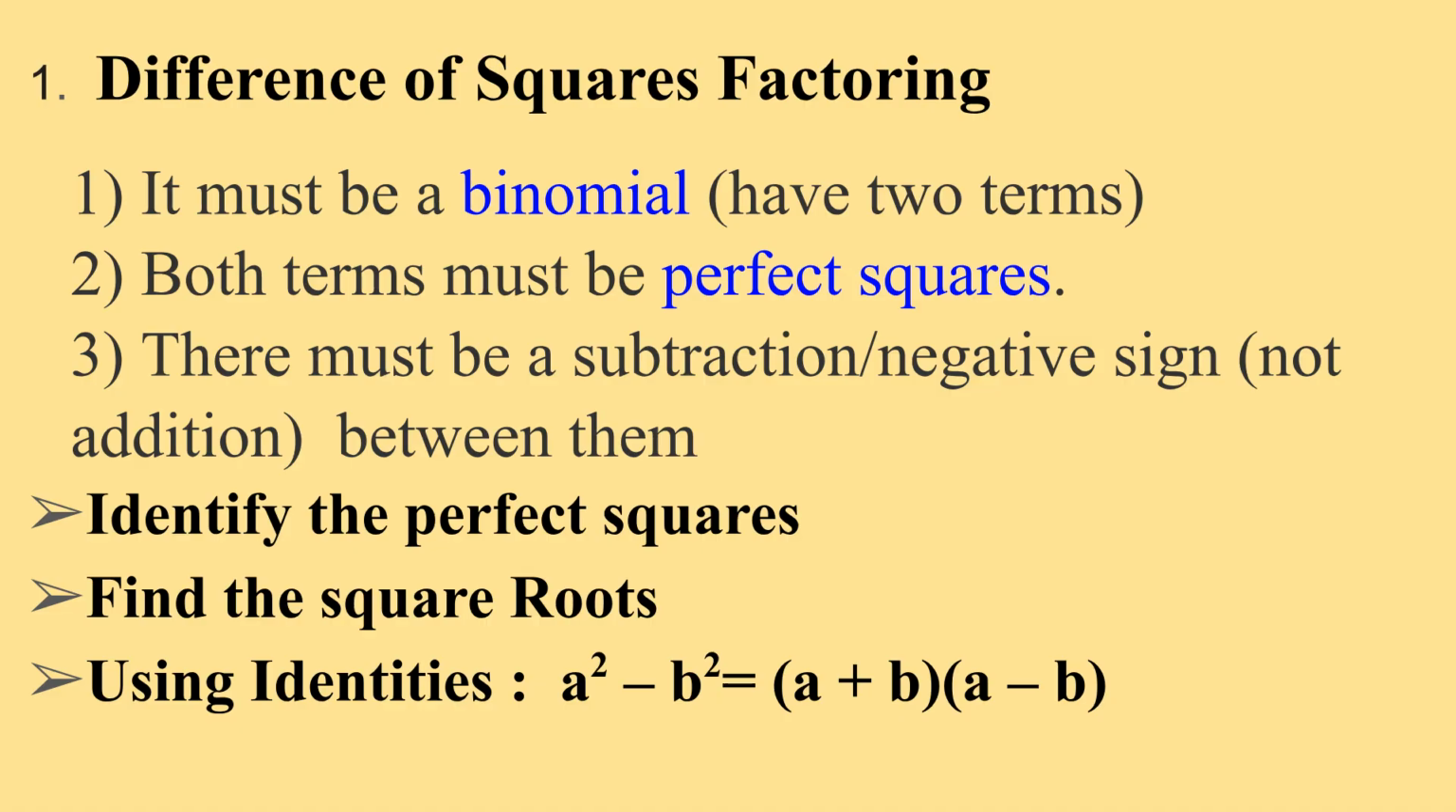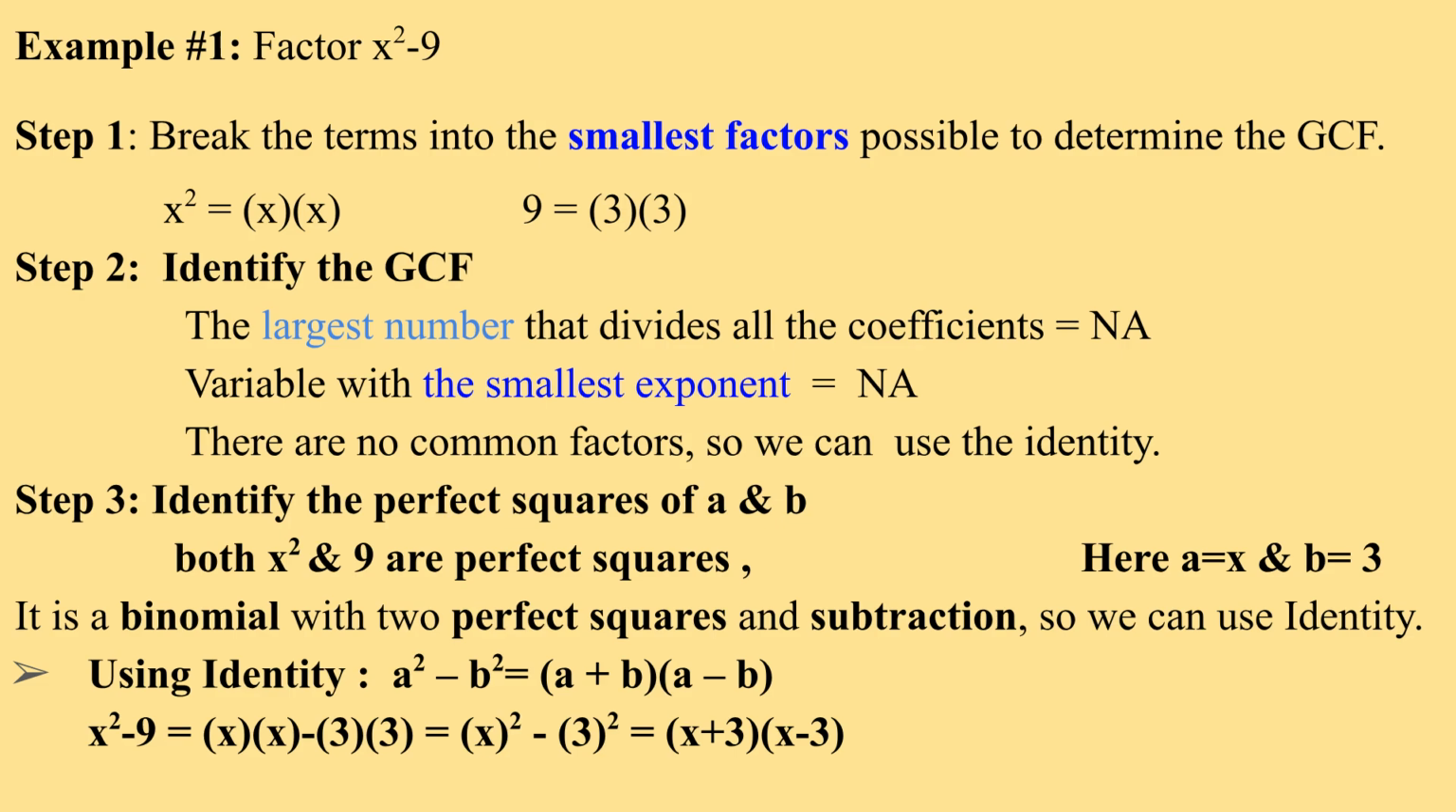Difference of squares factoring must meet these 3 specific criteria. It must be a binomial with 2 terms. Both terms must be perfect squares separated by a subtraction sign. Then identify the perfect square, find the square root, and plug into the identity. Let's factor x squared minus 9.